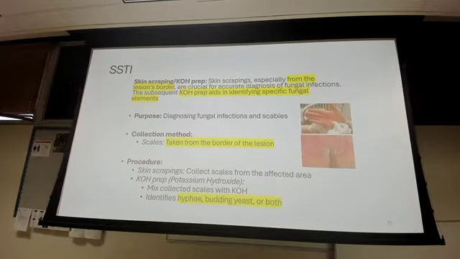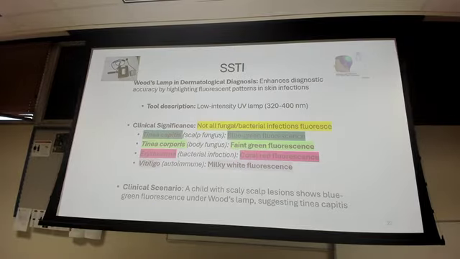Right? And then here, this is just saying, when you do your skin scrapings and you do your KOH prep, make sure that when you see a scale on your patient's skin, you're taking it from the border of the lesion. That's like half the test right there.